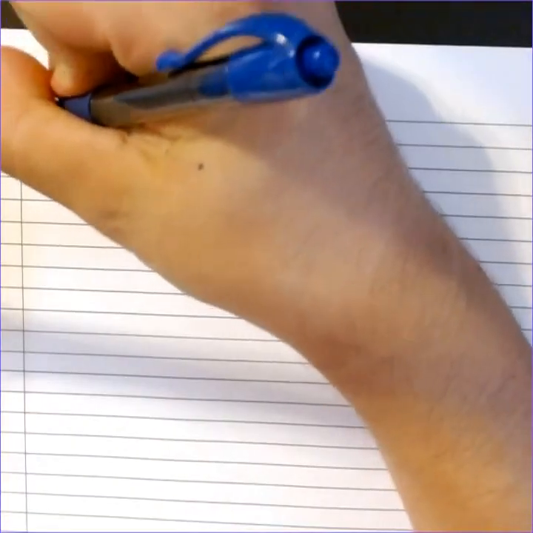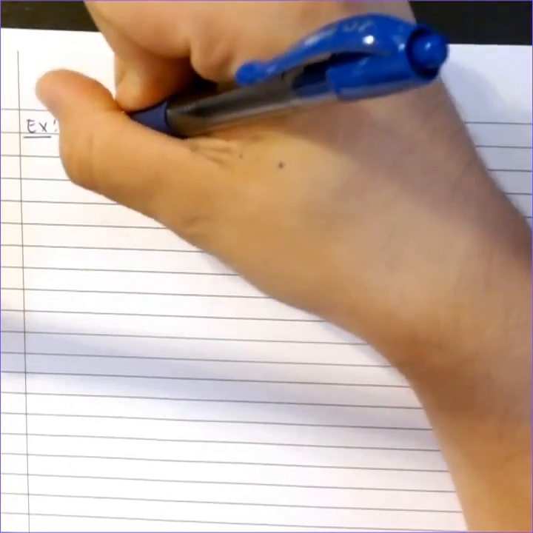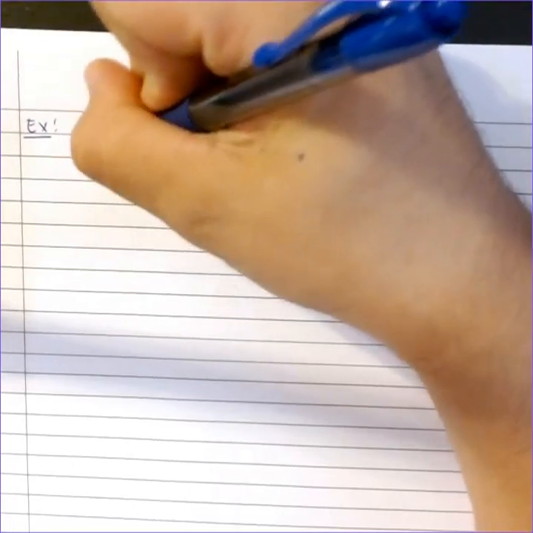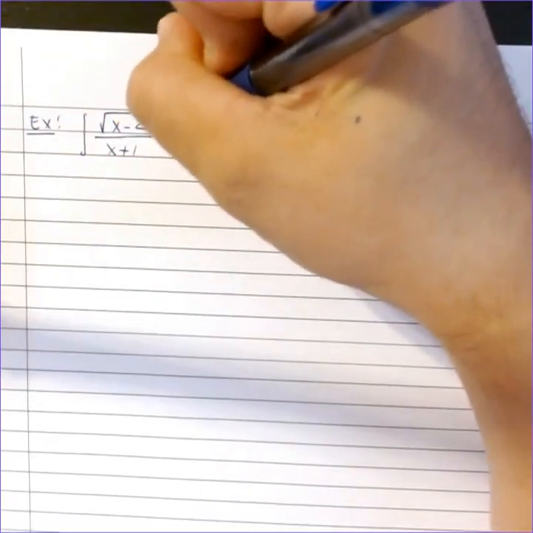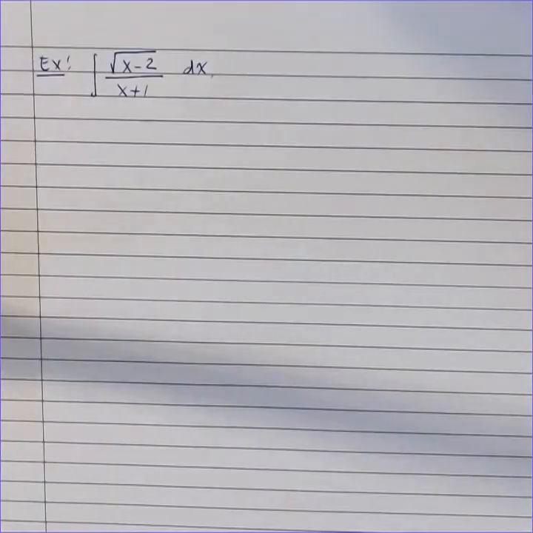So let's take a look at one more example that looks something like that. Let's take the integral of the square root of x minus 2 over x plus 1 dx. Now, this is going to require a technique that you first learn in Calculus 1. In our current textbook, it's at the end of chapter 4, and that's called change of variables.